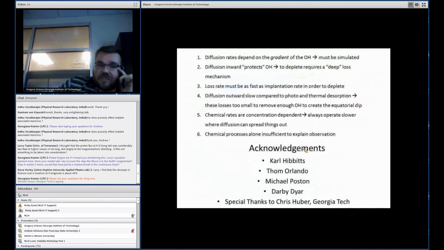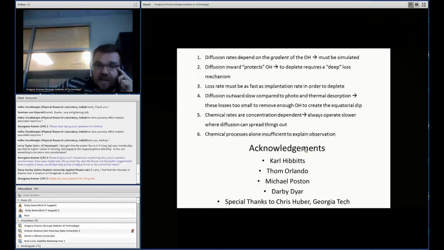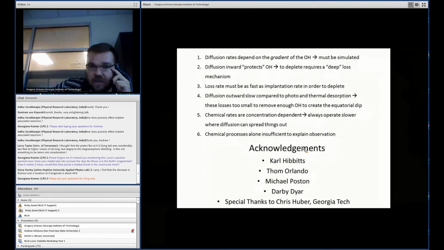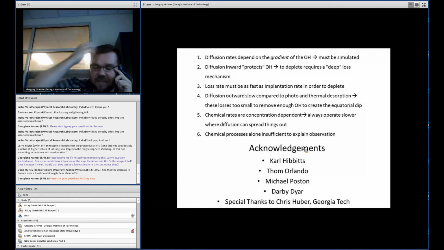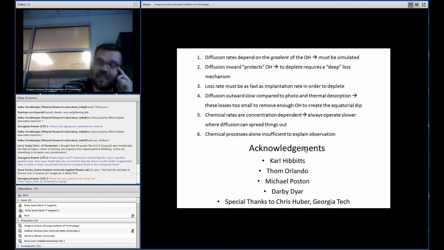So just a few conclusions here. Because the diffusion rates depend on the gradient of the OH, it has to be simulated. And the diffusion inward protects the OH. So it requires a deep loss mechanism, and by deep I mean one that's operational even within the subsurface of the grain, because surface localized loss processes alone cannot deplete OH faster than it's being implanted. And that's because of the limitation of diffusion. And you can read a few more of these conclusions there, but I'll be happy to entertain any questions you have.